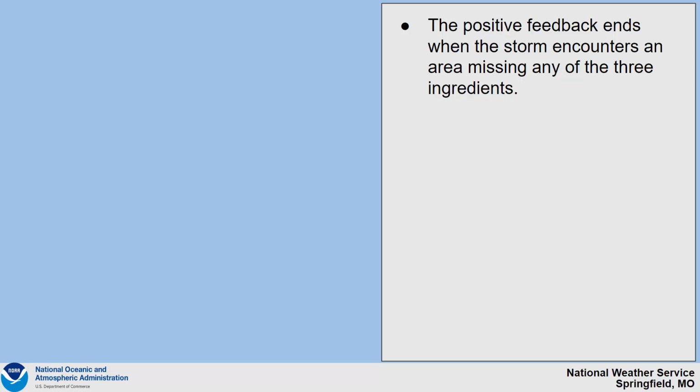Remember, we mentioned before that this warm core positive feedback process will always continue. As long as there is warm water, moist air, and weak wind shear, the hurricane will continue to get stronger and more organized. The process halts when the storm encounters an area that is missing any combination of the three ingredients.